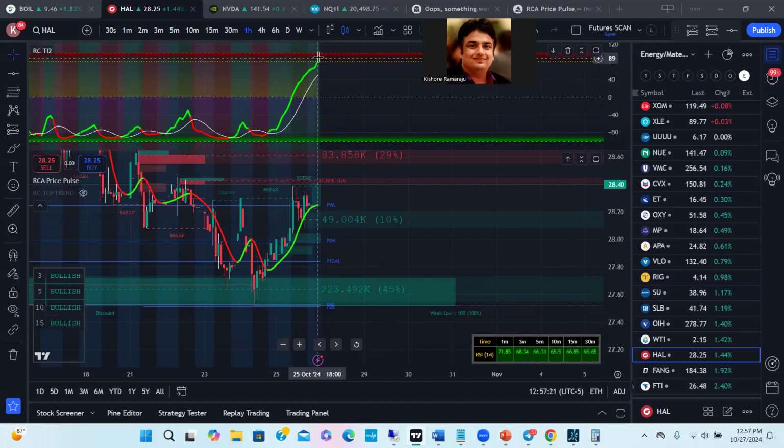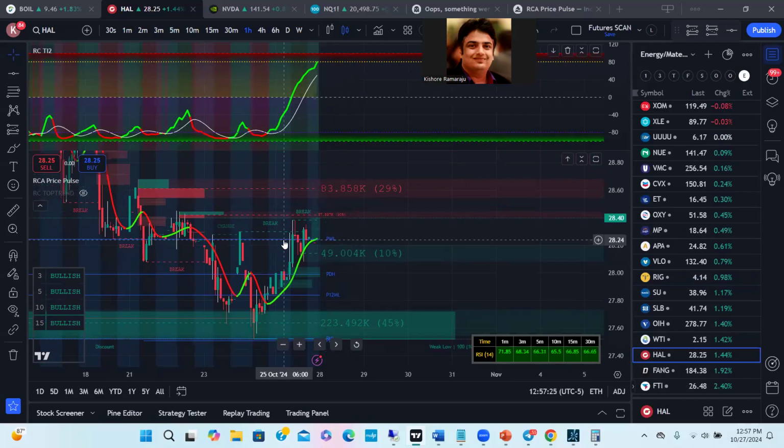It already moved so much, so it's a little risky. It may go all the way to 28.6, but we don't have much room, so we can ignore that.